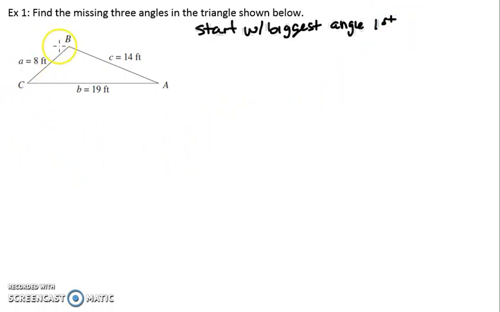Looking at this, we have a side of 8, a side of 14, a side of 9. So B is going to be our biggest angle, and we know that because it's across from the biggest side. So we're going to start with trying to find cosine of B.